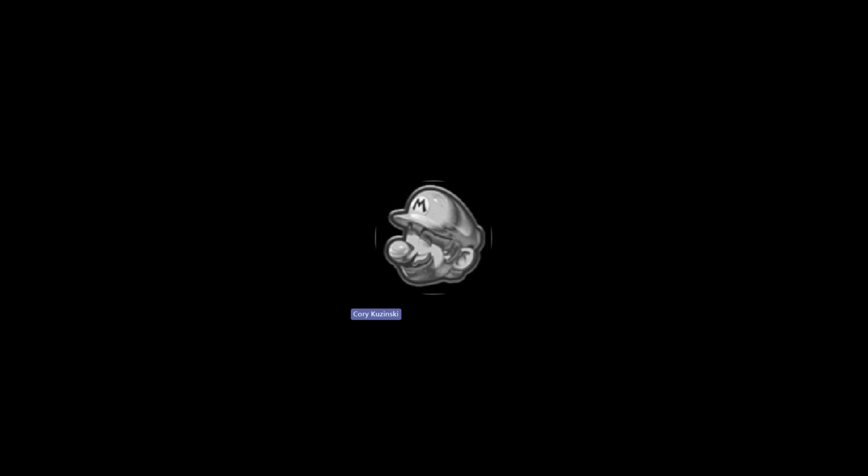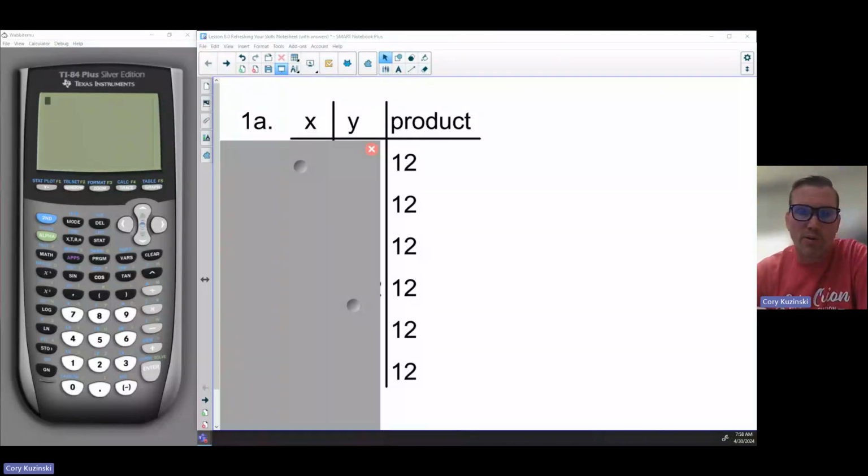Hello students, Mr. Kaczynski with you, and we're going to go through lesson 8.0, or Refreshing Your Skills, it's called in our textbook, and it's about factoring and multiplying. It should get us into working with all these polynomials and quadratics that we're going to be dealing with here in chapter 8.